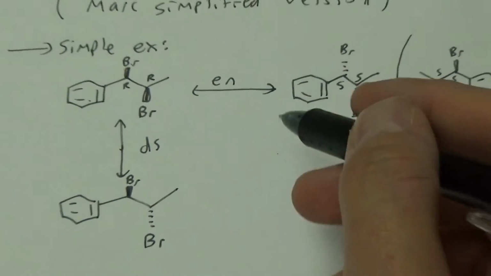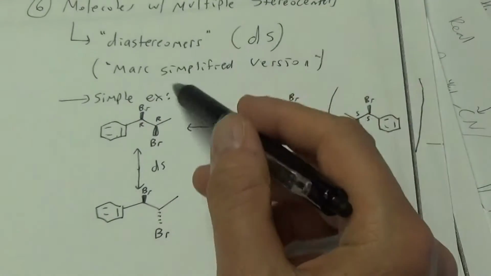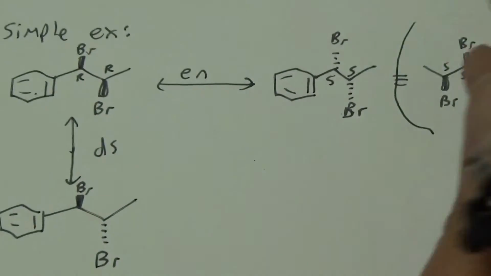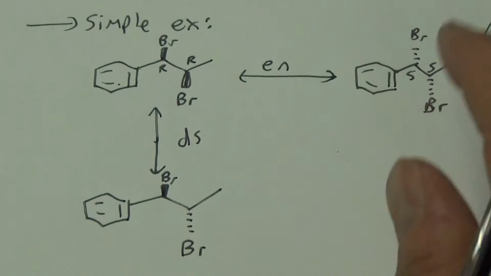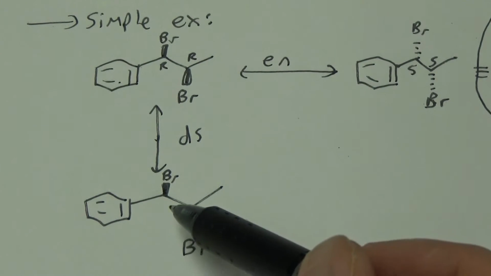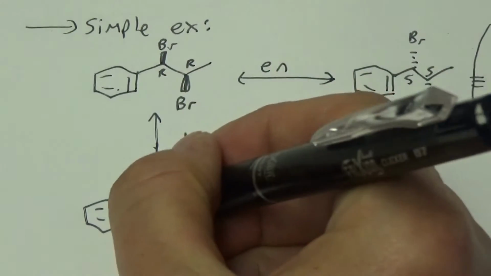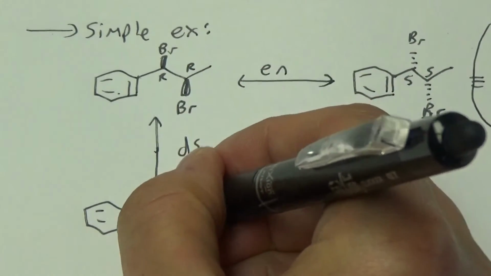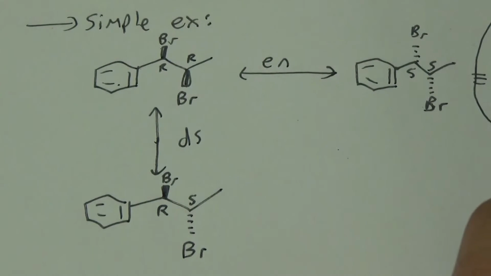DS, diastereomer, which is this word we introduced. I'll define it in a second. Okay, and what are the R's and S's now? The left one's still R, right? But the right one is S, because I only flipped one, right?